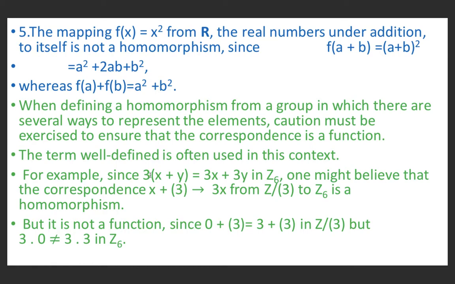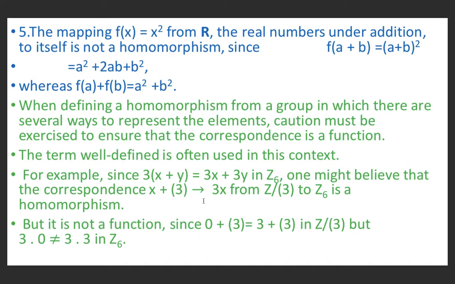For example, since 3(x + y) is equal to 3x + 3y in Z6, where Z6 means the set consisting of elements 0, 1, 2, 3, 4 and 5, one might believe that the corresponding map x + 3 to 3x from Z/3 to Z6 is a homomorphism. But it is not a homomorphism because it is not a function.